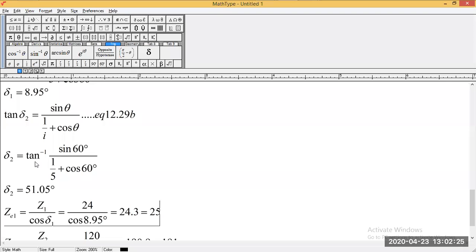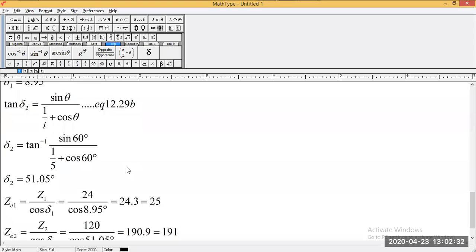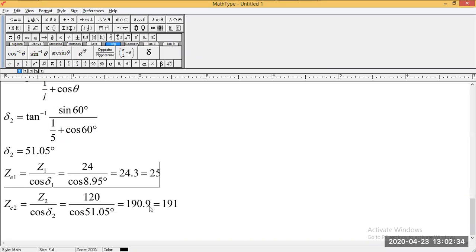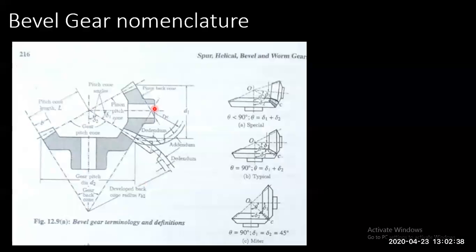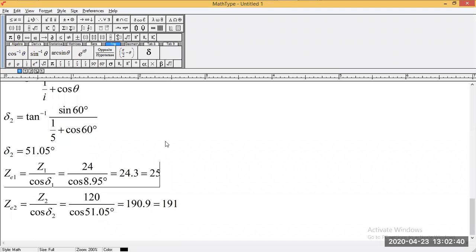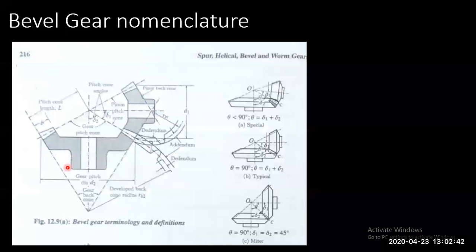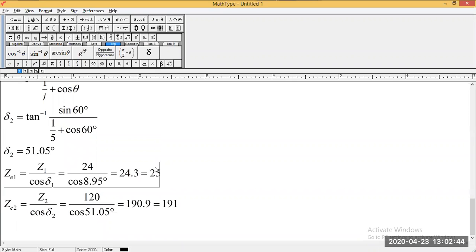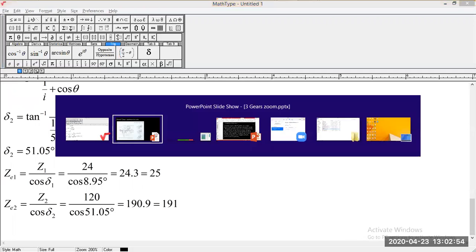So you can visualize that the gear is bigger and the pinion is smaller. And since the pinion is weaker, we have taken that particular one. So these are the actual number of teeth on the bevel gears. So this gear will have 25 teeth, and the gear here will have 191 teeth. That is the visualization. We can see that between this 25 and 191.